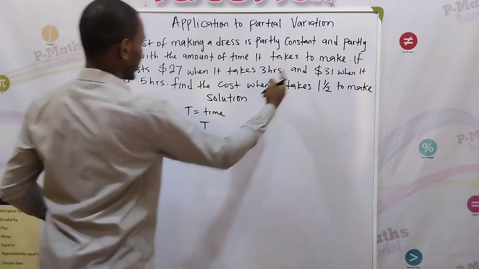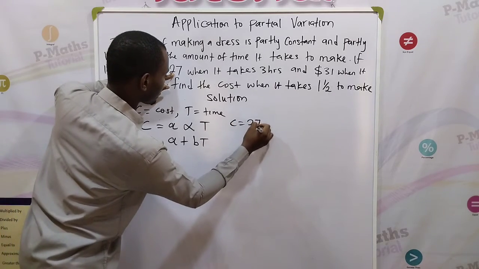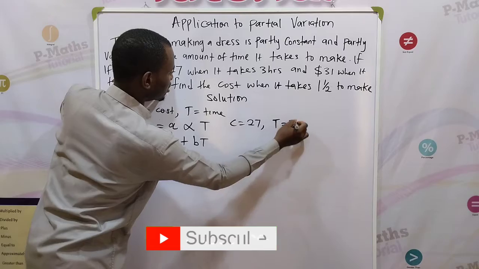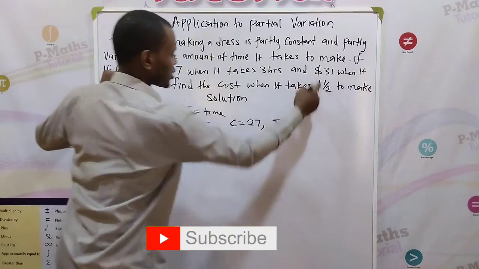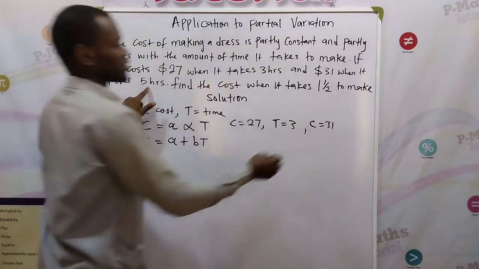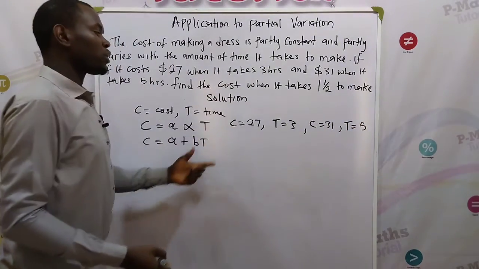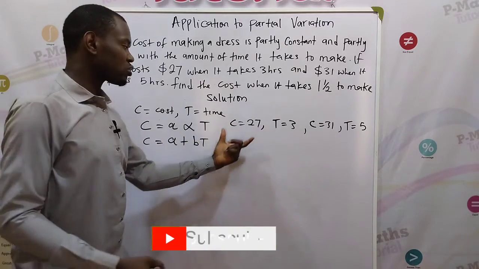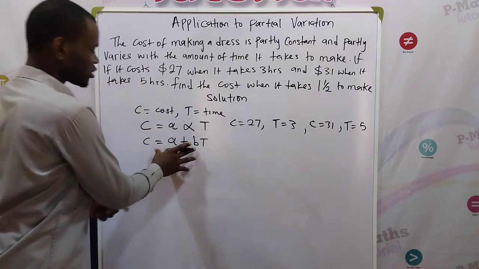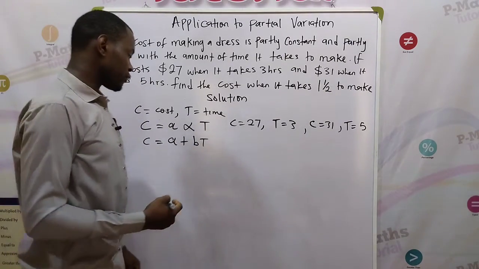Now let's extract all that we have. If the cost is 27, so we have C as 27. When the cost is 27, it takes 3 hours, so T is 3. When it costs $31, when C is 31, it now takes 5 hours, so T is 5. So we are going to be solving simultaneous equations. Let's substitute this information in this formula, the two of them separately, and then solve for A and B to get the relation of the variation first.